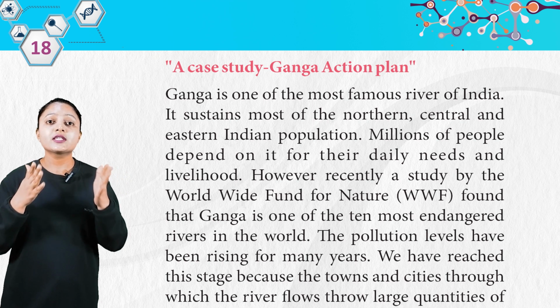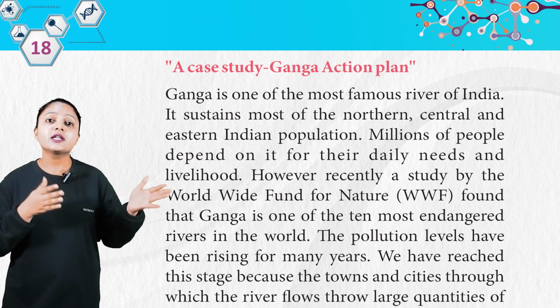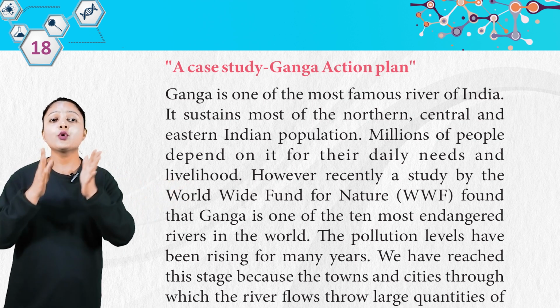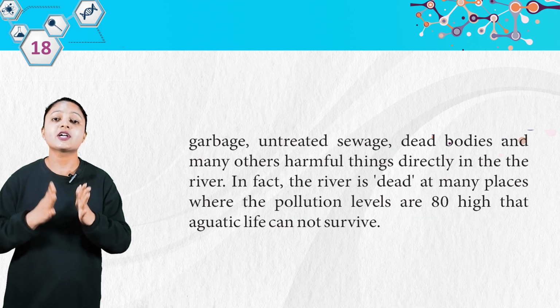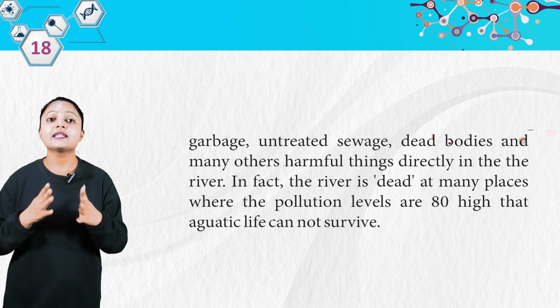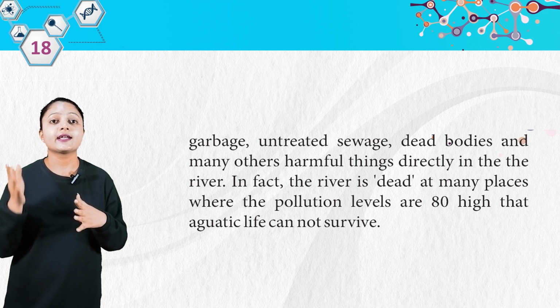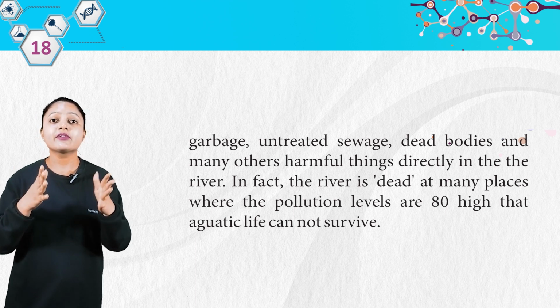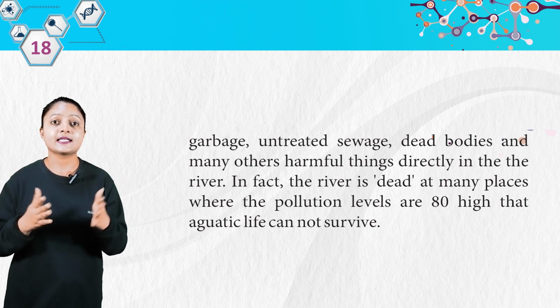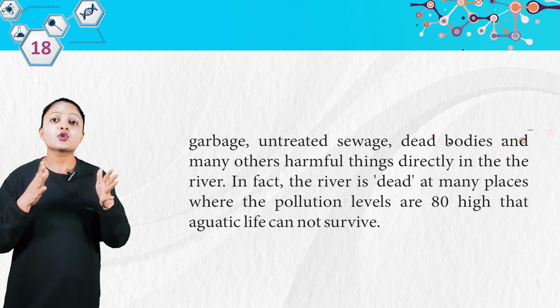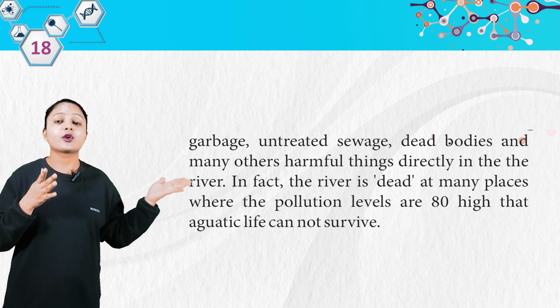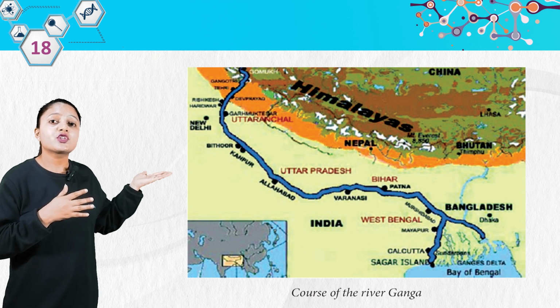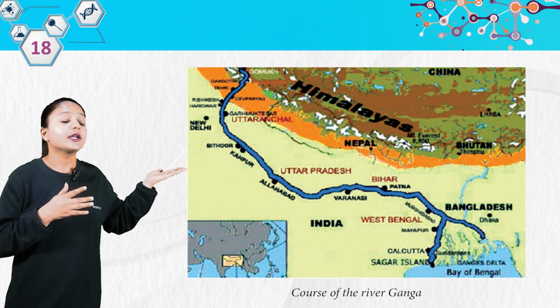We have reached this stage because the towns and the cities through which the river flows throw large quantities of garbage, untreated sewage, dead bodies and many other harmful things directly in the river. In fact, the river is dead at many places where the pollution levels are so high that aquatic life cannot survive. Look at this picture of the course of the river Ganga.